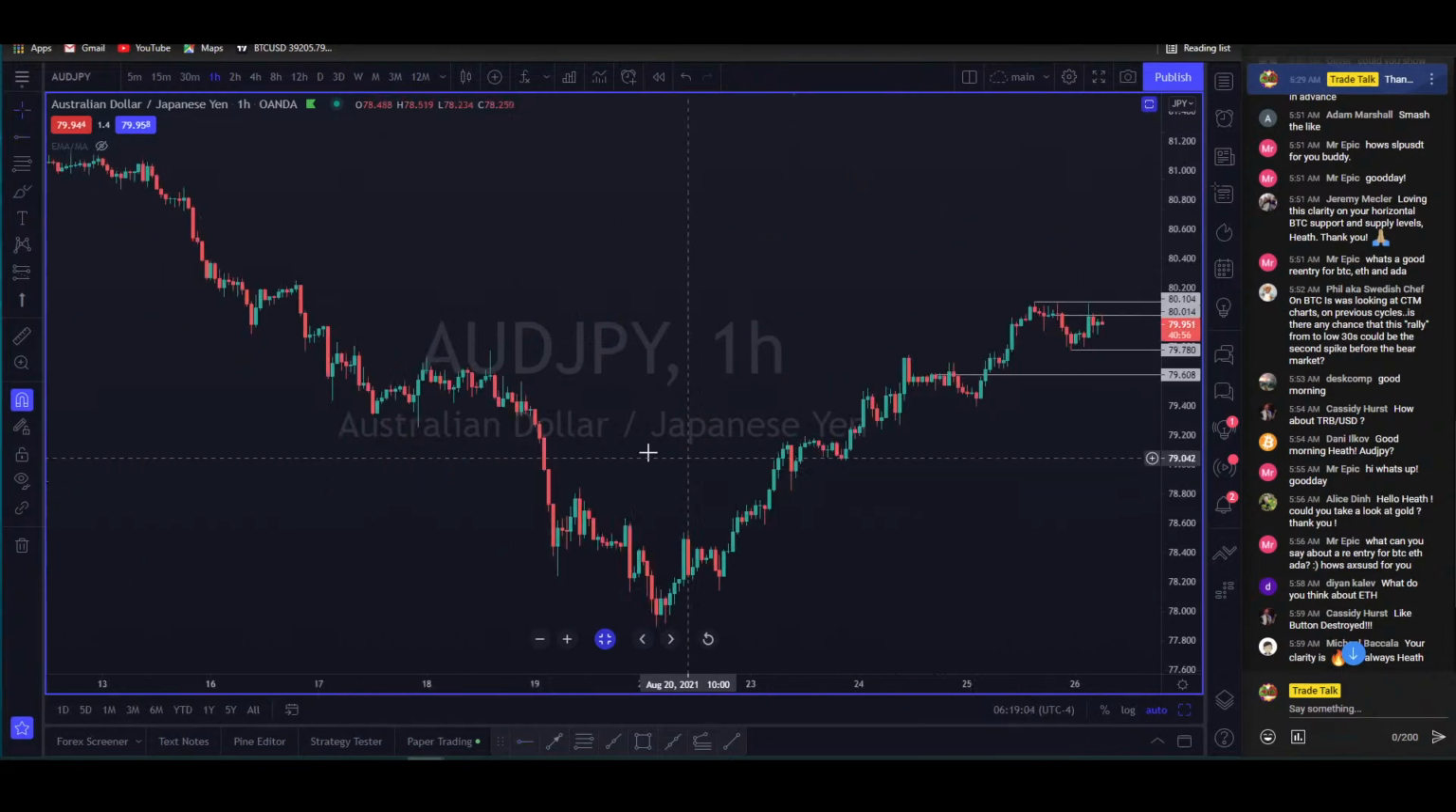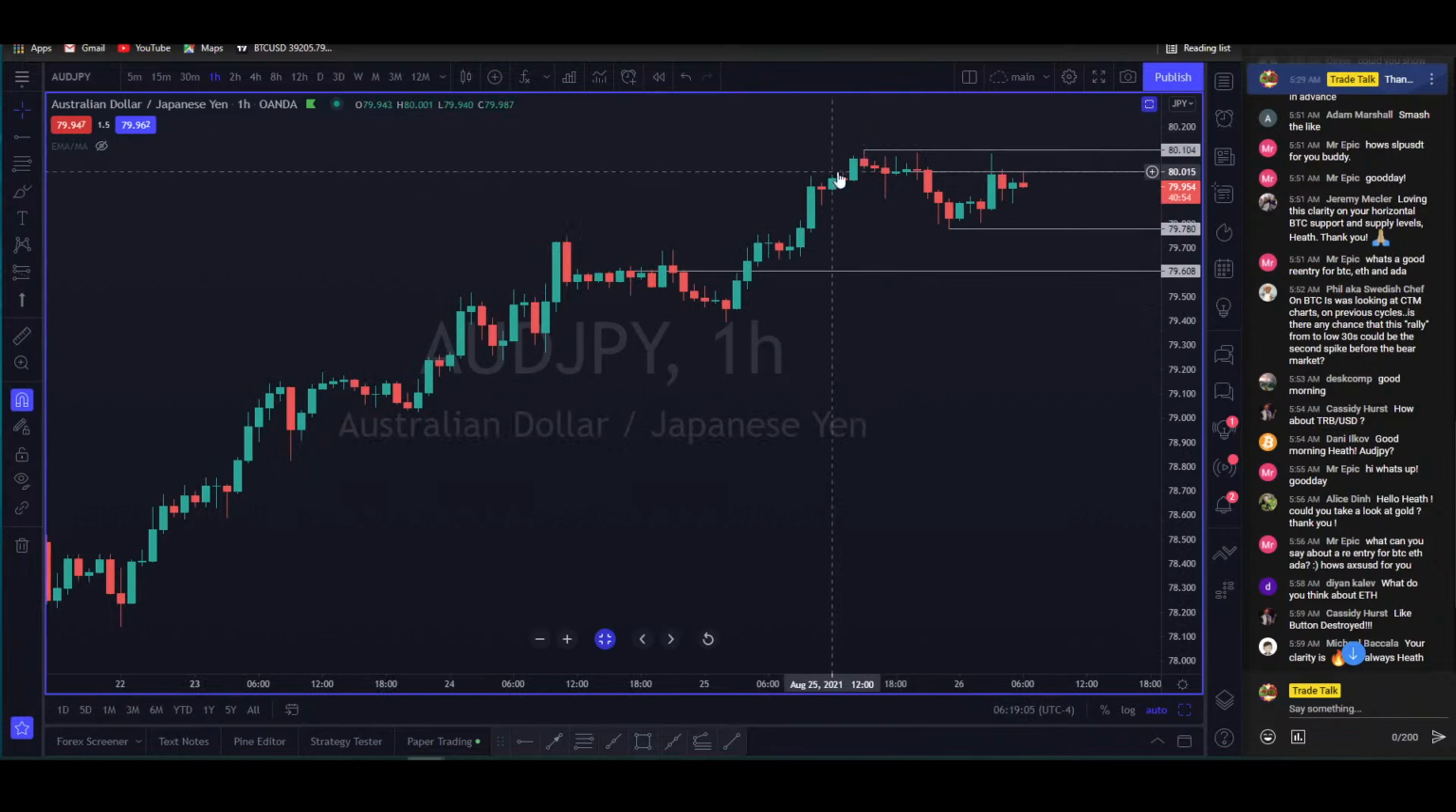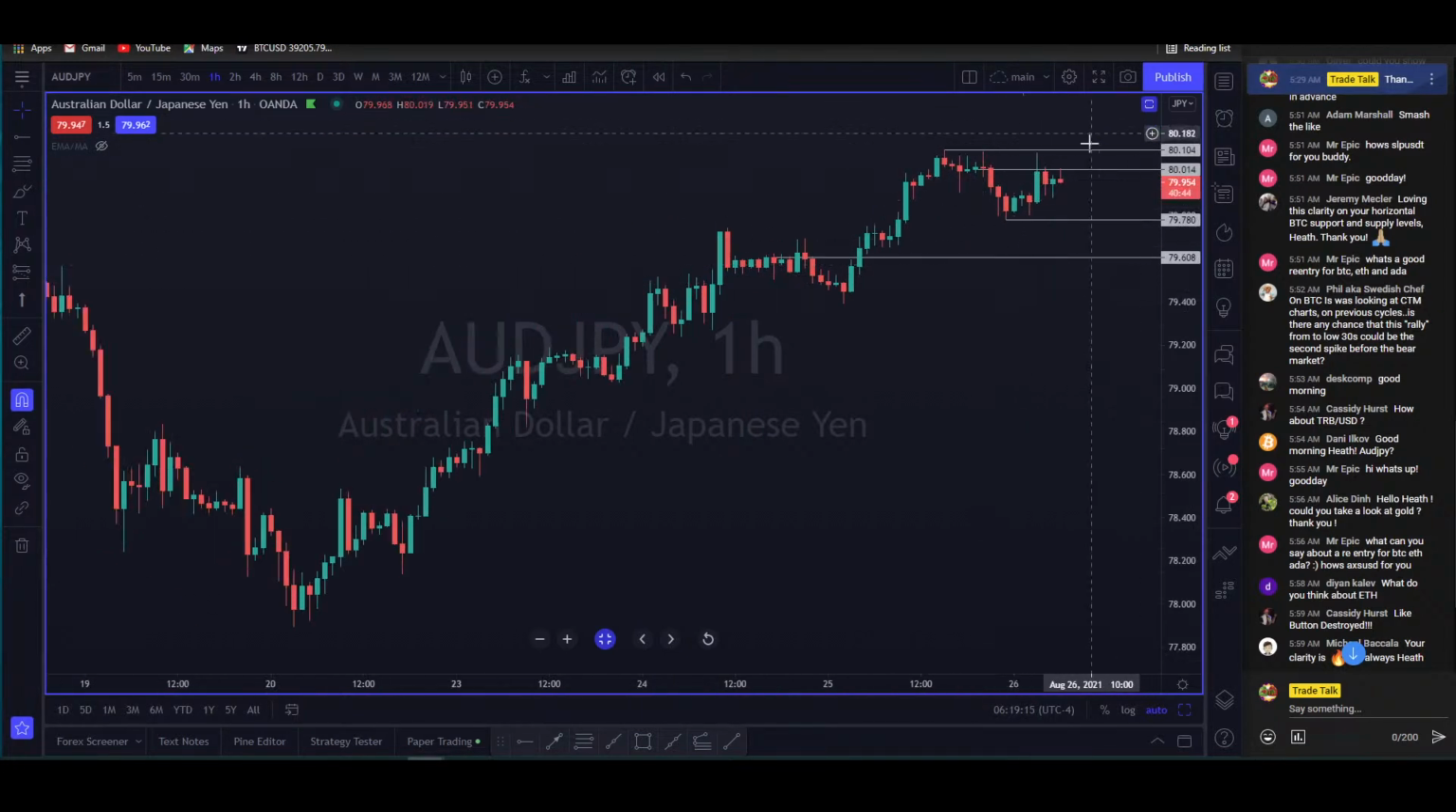Like on Aussie dollar, we took out these stops, aka liquidity. We took all that out yesterday. On this asset, you didn't. So it could be reaching for that. So I would give this a little bit more time.